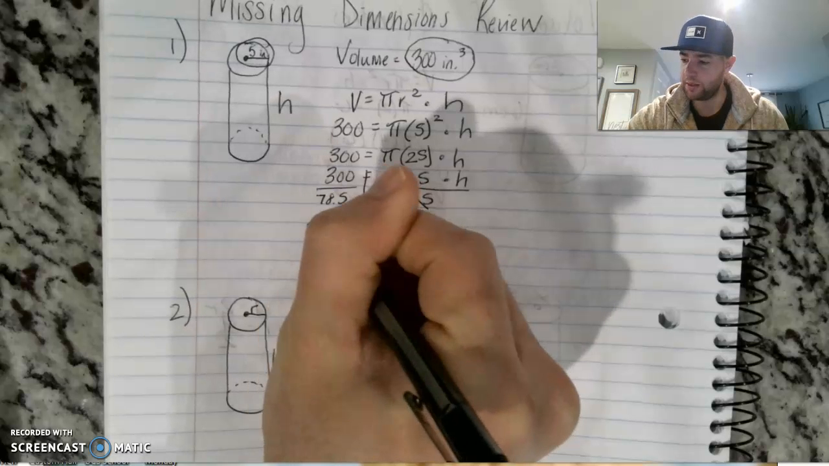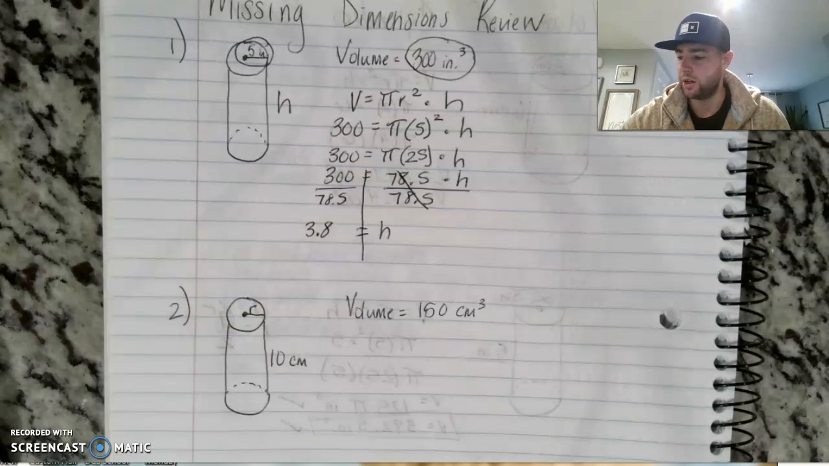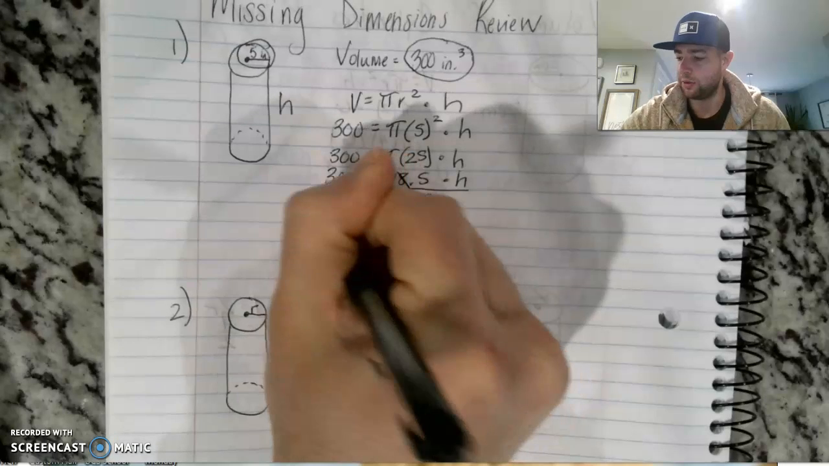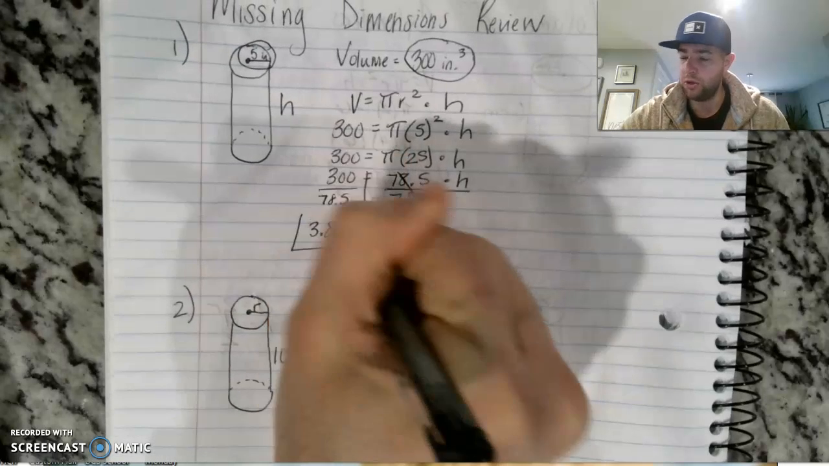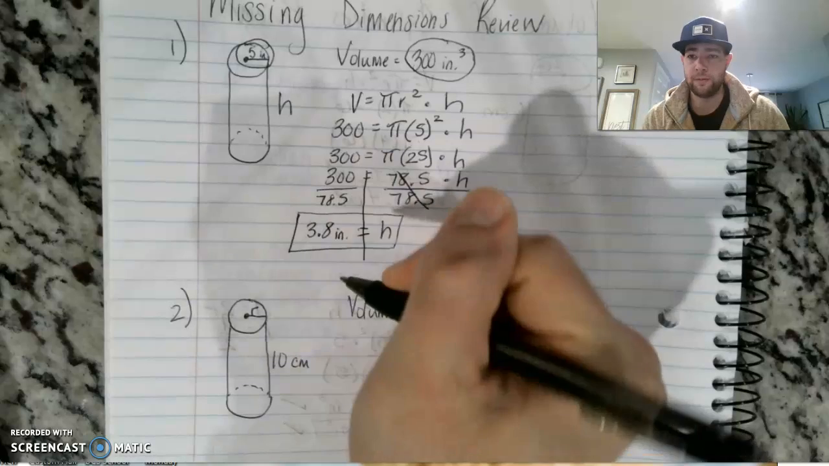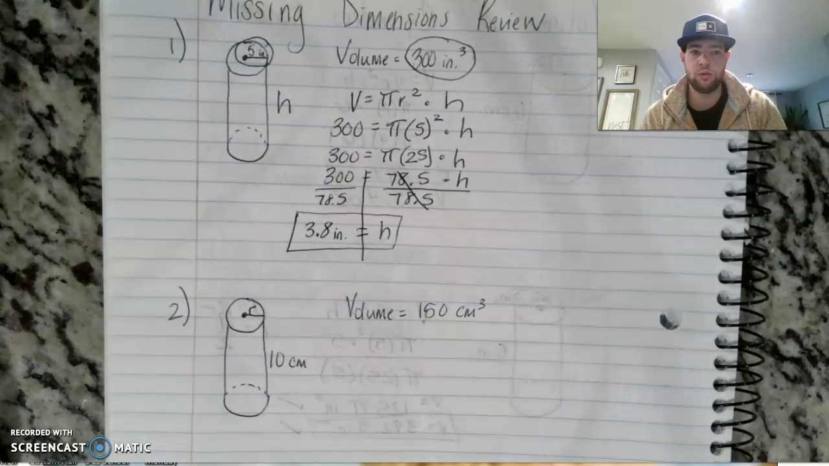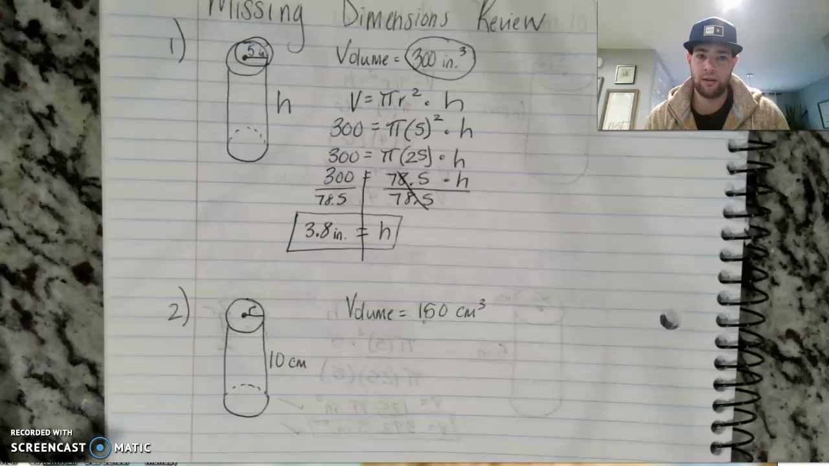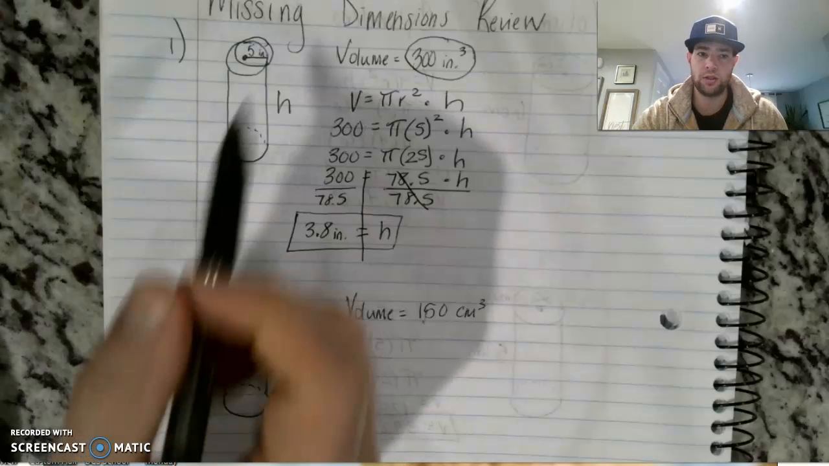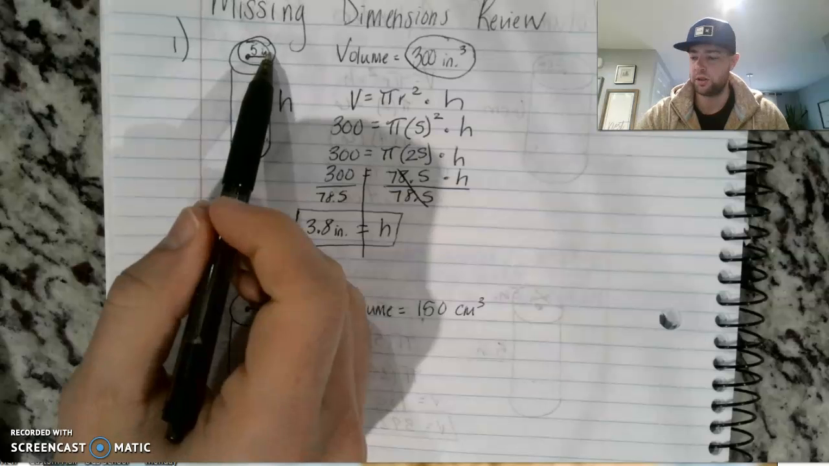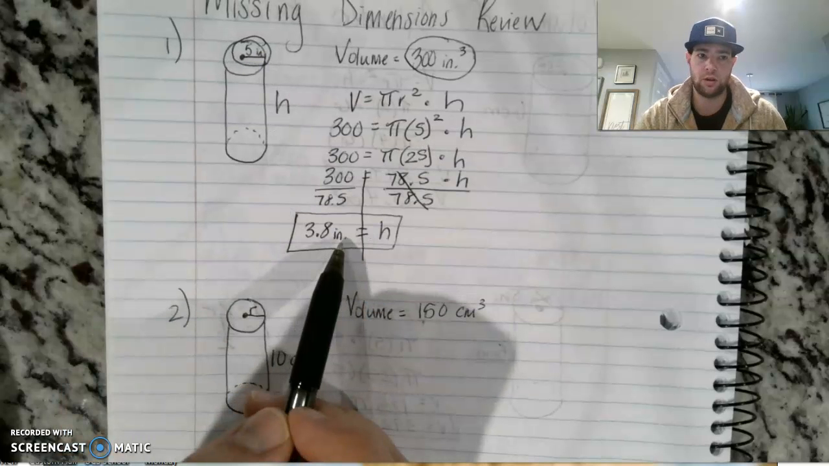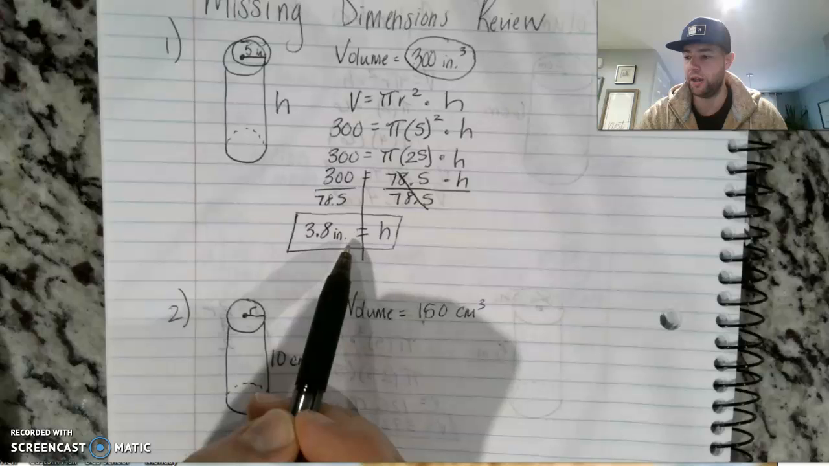So I'm going to bring down that my height is going to be 3.8, and because it's a dimension, I'm just going to write inches for my units. I'm not cubing those units because it's not the volume. When we're missing a dimension, we do not cube our units, we just bring down whatever units we have. Just like the radius, you'll notice, is just inches, so our height also is just going to be in terms of inches. Alright, so that's what we do if we're missing our height.